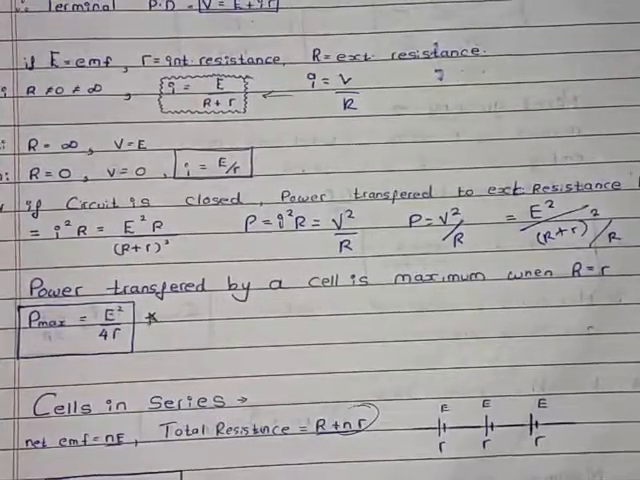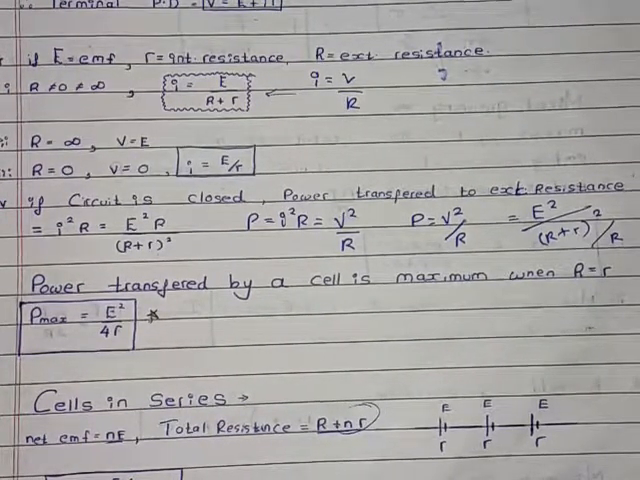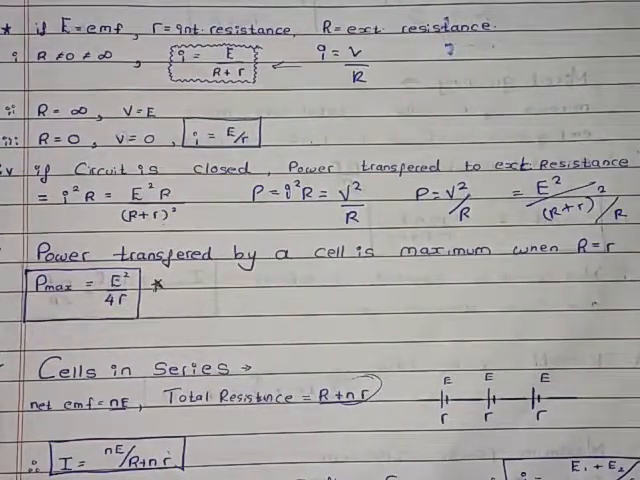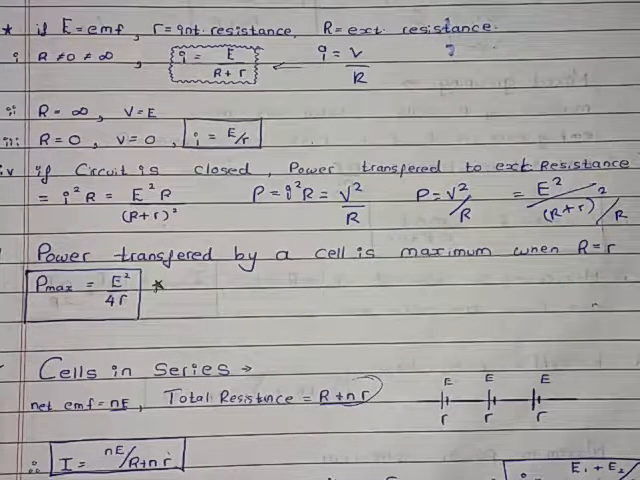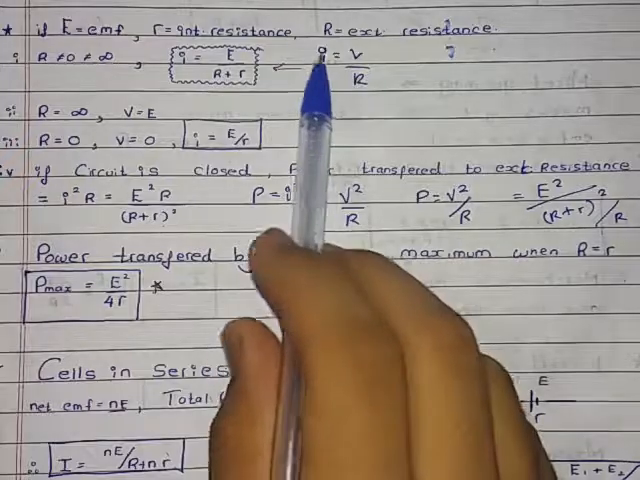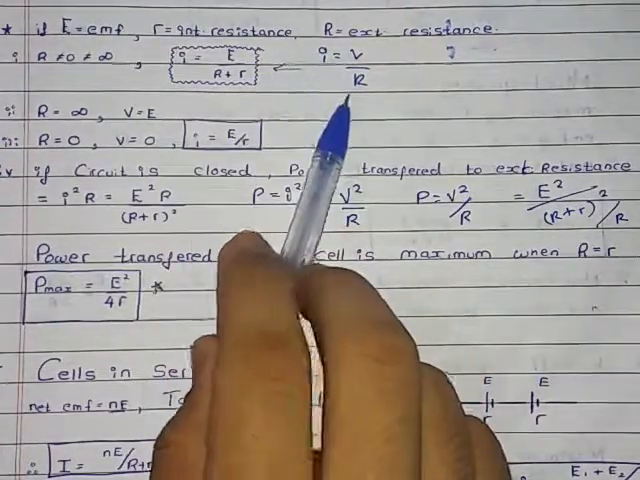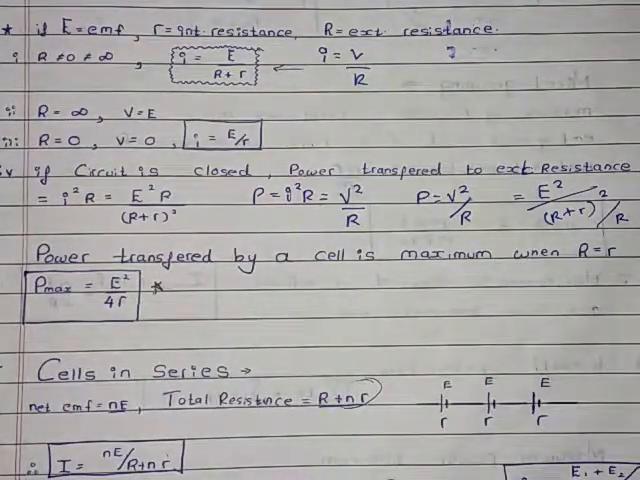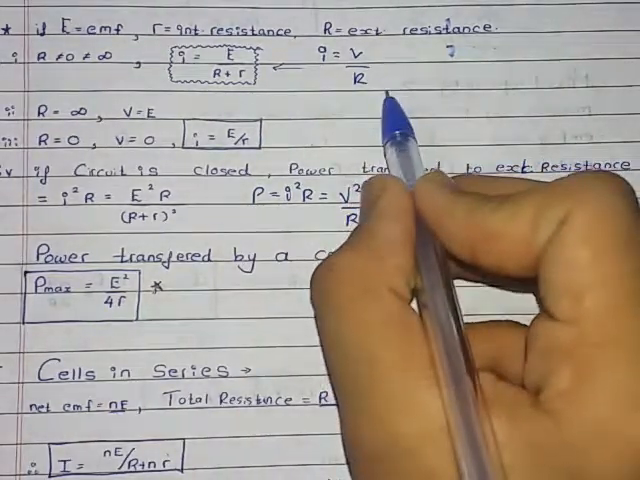So when E is the EMF, that is the electromotive force, r is the internal resistance, and capital R is the external resistance, and R is not equal to 0 or infinite, then I equals E upon R plus r, by simply applying the formula I equals V by R, where V is E and R is R plus r. Nothing else.